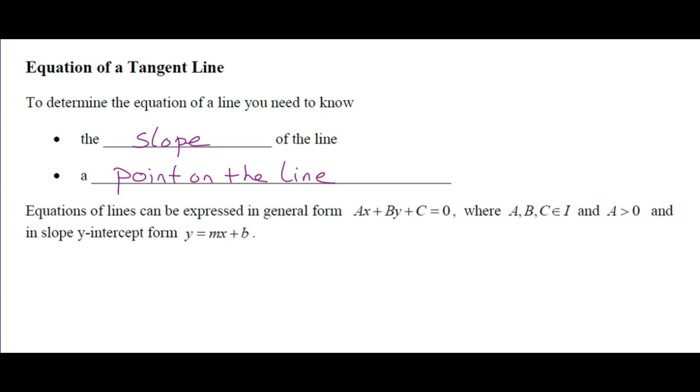Equations of a line can be expressed in general form, ax plus by plus c equals 0, where a, b, and c are integers, and a is greater than 0. And in slope y-intercept form, y equals mx plus b. So you could be asked for either form. And just remember, a, b, and c are integers, and a has to be greater than 0.